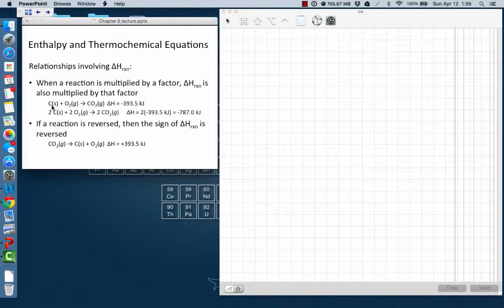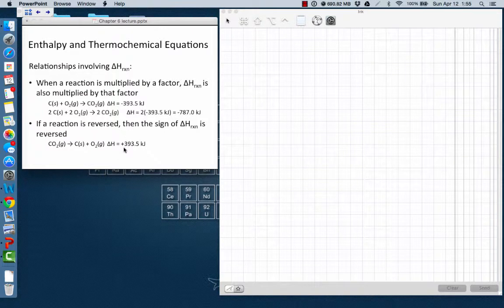So, for example, we have carbon plus oxygen yields carbon dioxide, and we have an enthalpy of reaction already given to us that's negative 393.5 kilojoules. If we take that whole reaction and multiply it by 2, we now see that we have 2 carbon plus 2 oxygen yields 2 carbon dioxide, and our enthalpy of reaction is 2 times what it was, at negative 787 kilojoules. So if you reverse a reaction, then the sign of your enthalpy of reaction is reversed. You just flip around the equation and you just flip the sign from negative to positive.